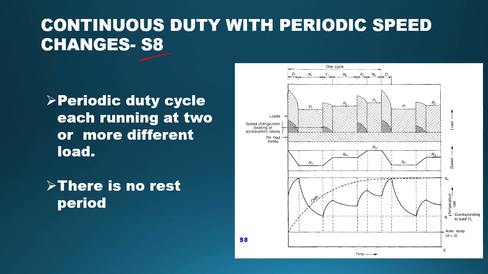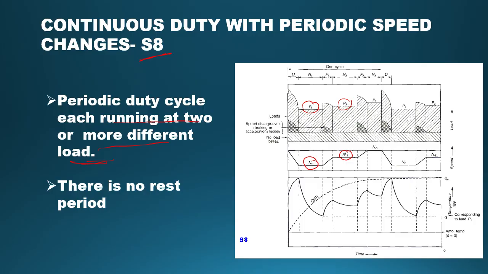Now we'll go to the final duty cycle. Now comes the S8 duty cycle, that is continuous duty with periodic speed changes. The periodic duty cycle is running at two or more different loads. Each cycle involves operation at a constant load and a specific speed. You can see P1 is the load and that specific speed is N1. Similarly, P2 is the load and N2 is the specific speed for that load. Unlike other duty cycles, the motor does not have any rest period.